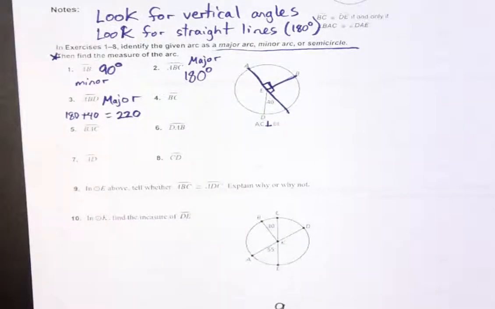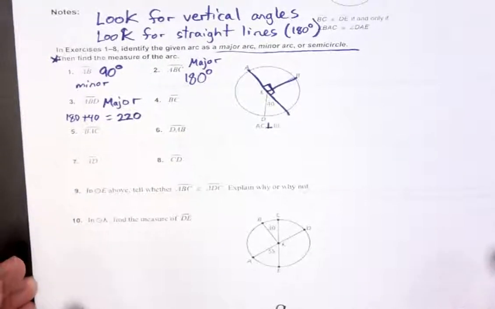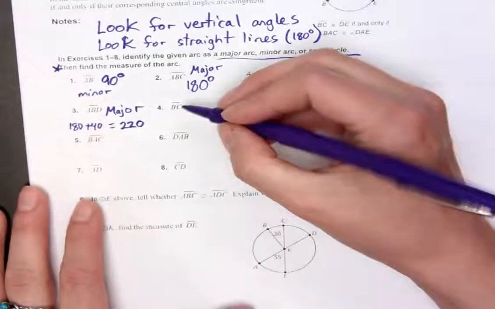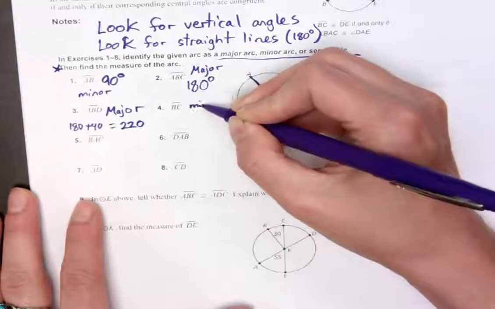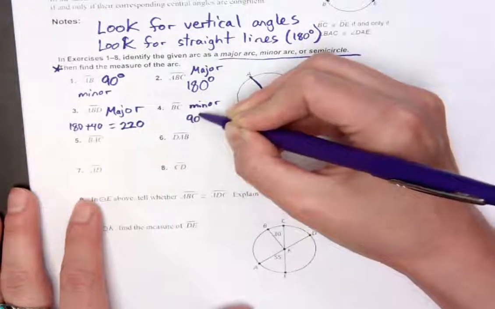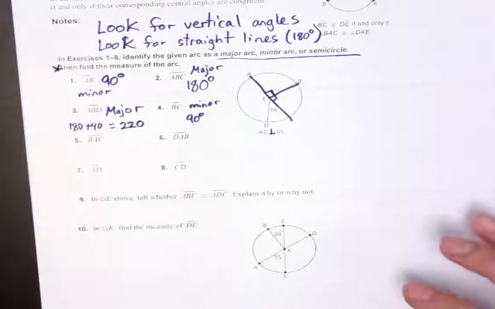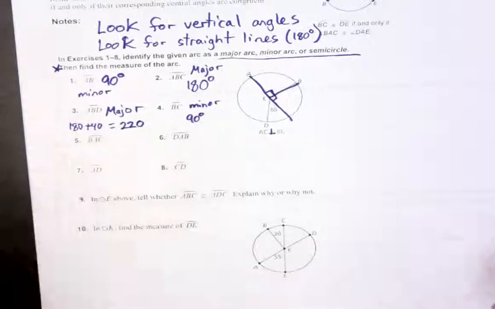All right, I'll take a volunteer to tell me what you find for BC. Minor. It is minor. It's 90 degrees. We just find that too? I thought it was only major and minor. And we're supposed to do both.